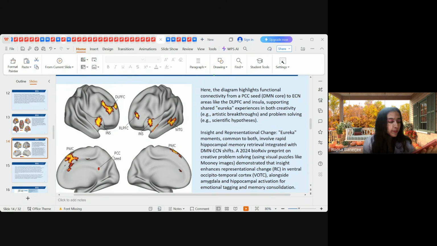Representational change is common to executive control network and default mode network. So the concept draws from Gestalt psychology and theories like Stellan Ohlsson's representational change theory, where initial mental fixations are overcome by altering the underlying representation of the problem. So neuroscience has increasingly linked representational change to large-scale brain networks, particularly the default mode network and the executive control network.